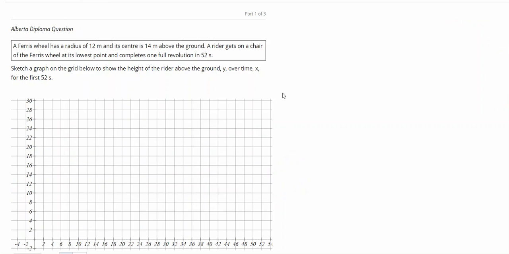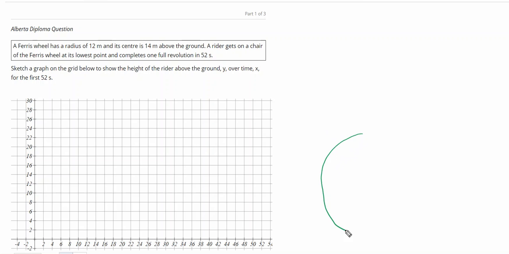All right, so let's do this one. Let's make a sketch of this. So it says a Ferris wheel has a radius of 12 meters, and its center is 14 meters above the ground. A rider gets on a chair of the Ferris wheel at its lowest point and completes one full revolution in 52 seconds. All right, so sometimes it's helpful to actually make a bit of a sketch of this.